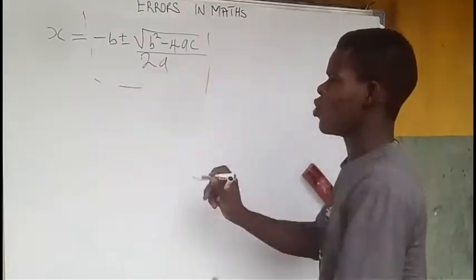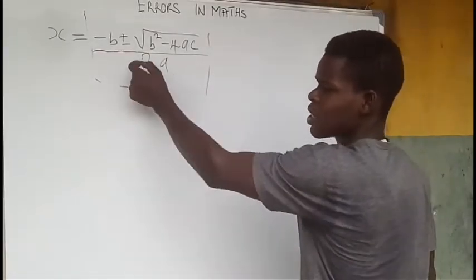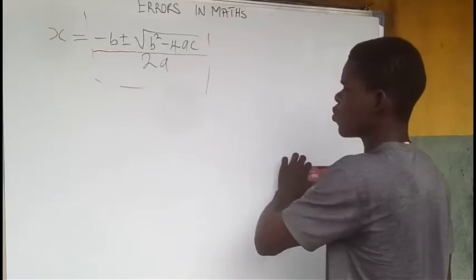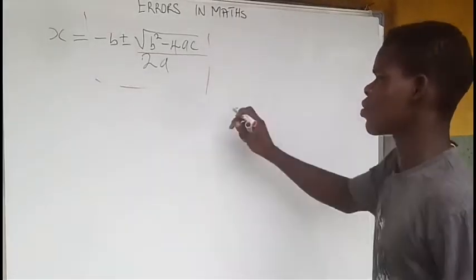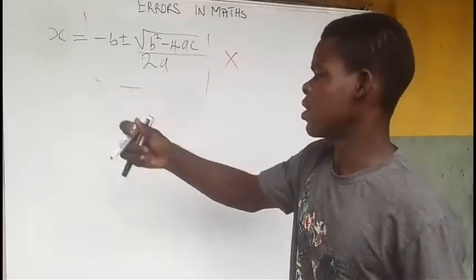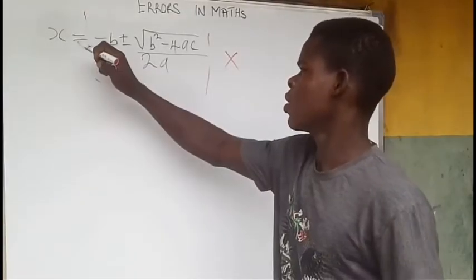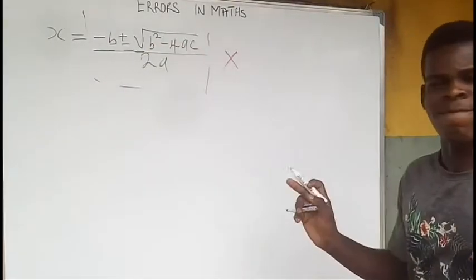When you write this, you've not included this part. This fraction here, you have not made a single fraction. Doing this, you are wrong. So this is not the correct thing. This is actually wrong. Okay? The correct thing is that you must make sure that the fraction covers the negative b.